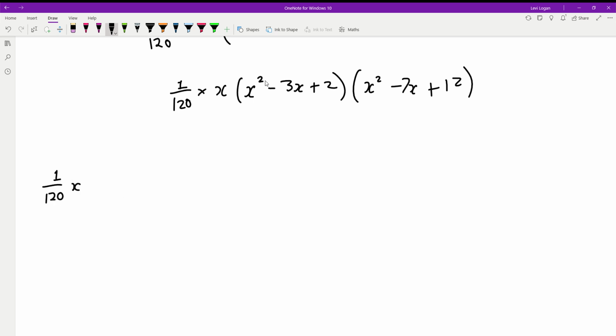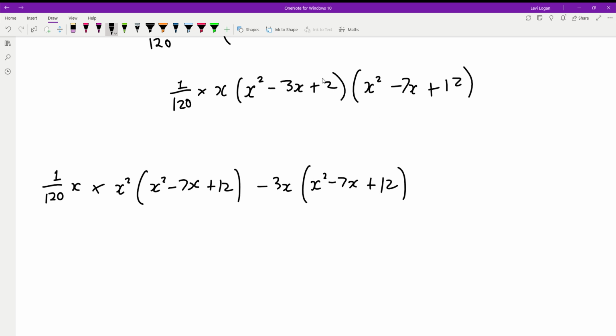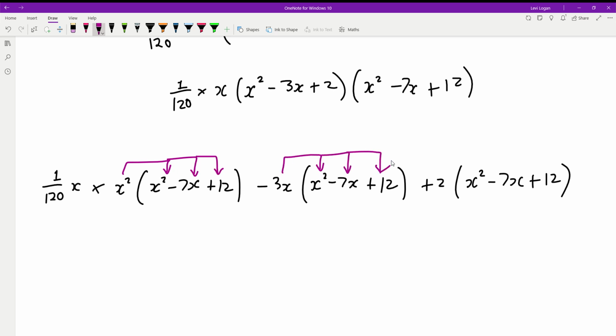And this is going to be this first term, so x squared times by that expression there, x squared minus 7x plus 12, minus 3x times by that expression there, x squared minus 7x plus 12, and then plus 2 times by that expression there, okay? And then you're just going to multiply that term to each of the corresponding terms in the corresponding bracket. So this will go to here, here, and here. This will go to here, here, and here. This will go to here, here, and here respectively.